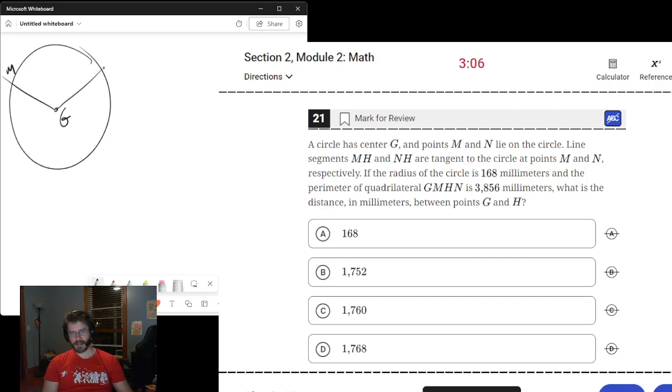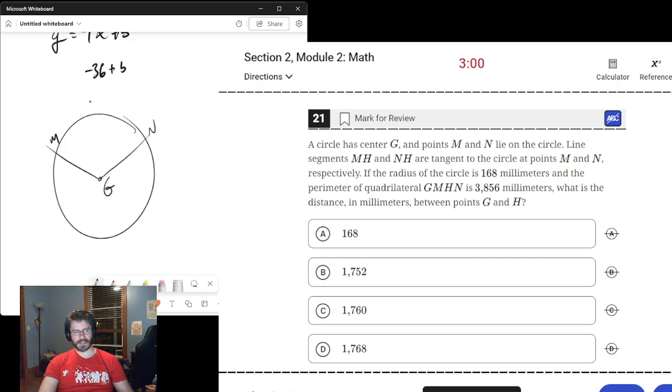Call M here, N there. M, H, N, H are tangent. Okay, so they're basically telling us that there's a point out here that's tangent to those. That means that it just touches. It's 90 degrees right there. Doesn't look like it, but let's call that 90.